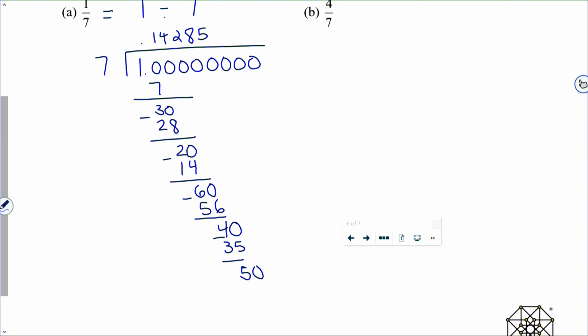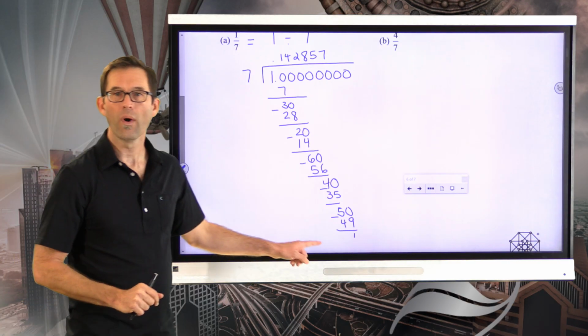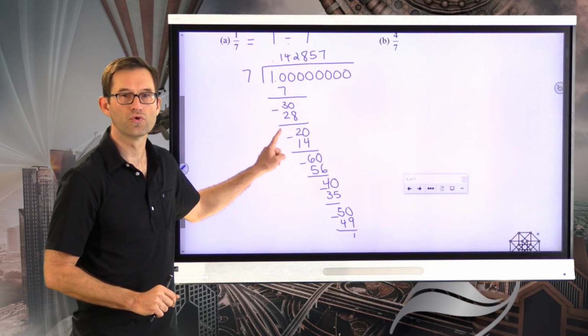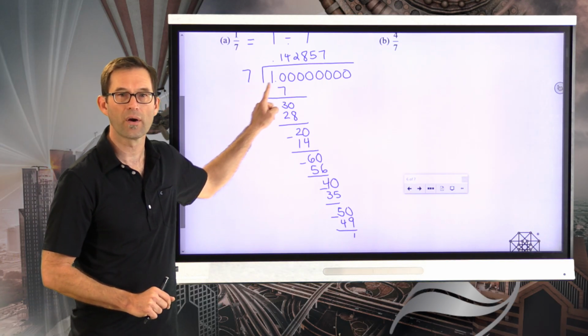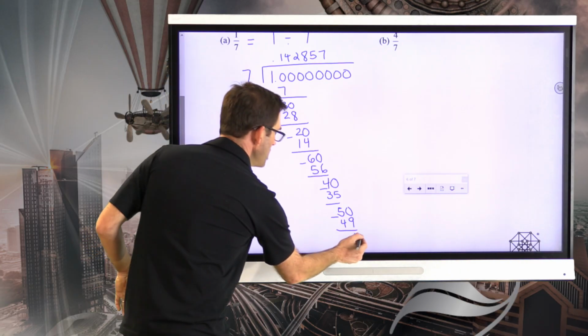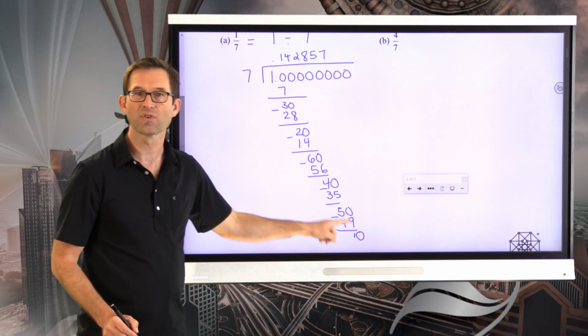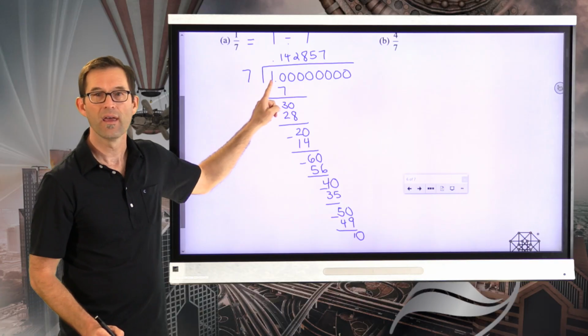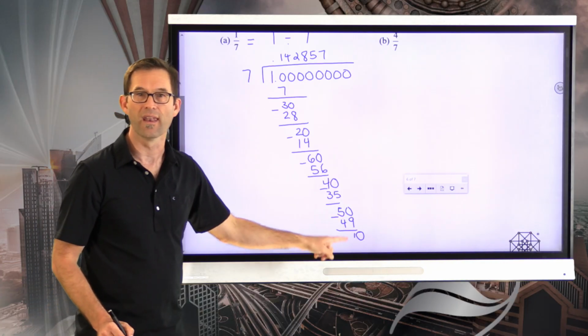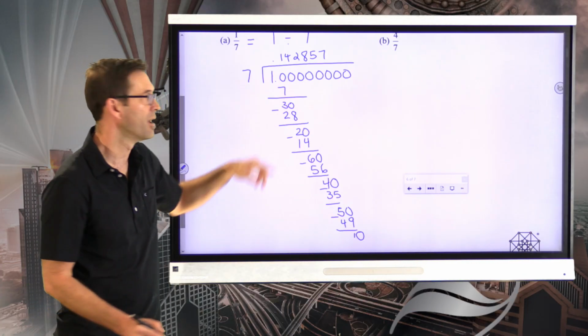How many times does 7 go into 50? That's going to be 7 times. It's going to be 49. Subtract, and I get a 1. Now, why is that important? Well, the 1 is really important because that's where I started, right? I started with a 10, and maybe it would be easier to see when I drop that extra 0. I now am back to where I started, 10, and how many times does 7 go into 10? And that will be 1 time, right?